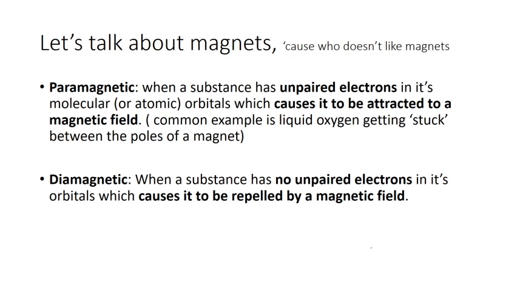Now, if we remember oxygen, O2, from our example earlier in this video, it had unpaired electrons in one of its anti-bonding orbitals, making it paramagnetic, which means that oxygen itself as a molecule will be attracted to a magnetic field, and maybe we can watch a video of some liquid oxygen getting stuck between the poles of a magnet, because that's always fun.